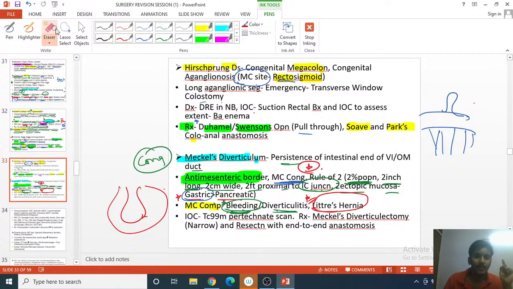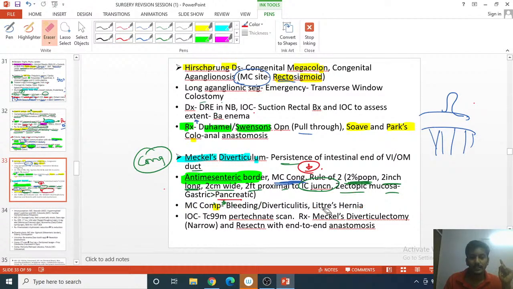Please remember. Investigation of choice has been asked for Meckel's diverticulum. So the investigation of choice for Meckel's diverticulum is your technetium 99m pertechnetate scan.